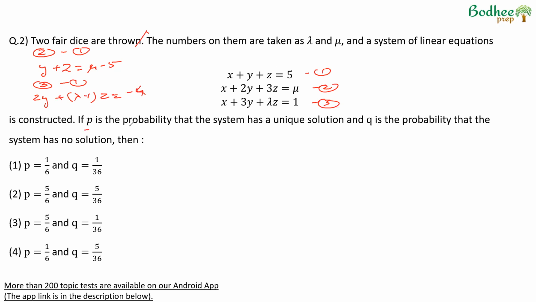Now, P is the probability that the system has a unique solution. A unique solution happens when a1 upon a2 is not equal to b1 upon b2. Here 1 upon 2 should not be equal to 2 upon lambda minus 1. So lambda minus 1.